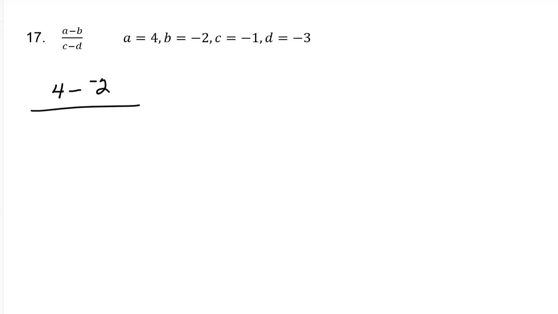And then in the denominator, you're going to have -1 minus the D, which is -3. So -1 minus -3. So again, subtraction is the same thing as adding the opposite. So in the numerator, you have 6, denominator, you have 2, 6 divided by 2 is 3.